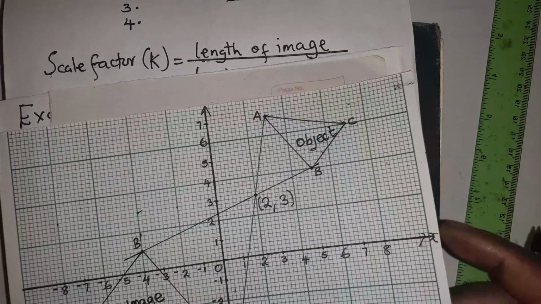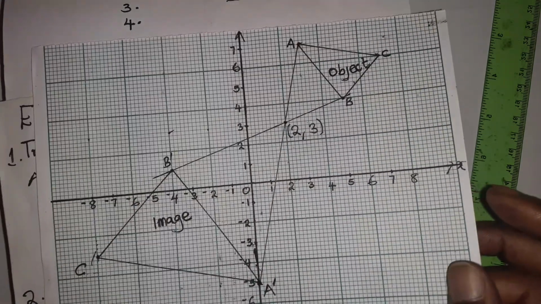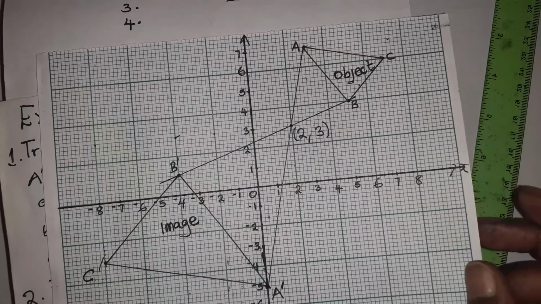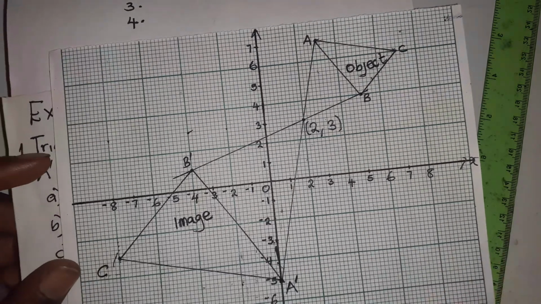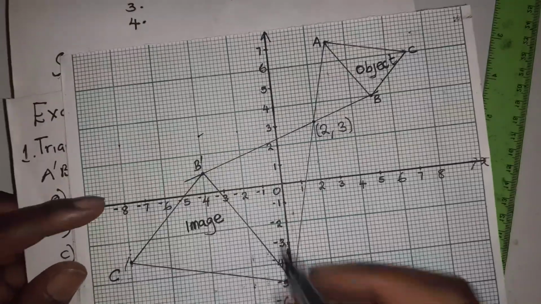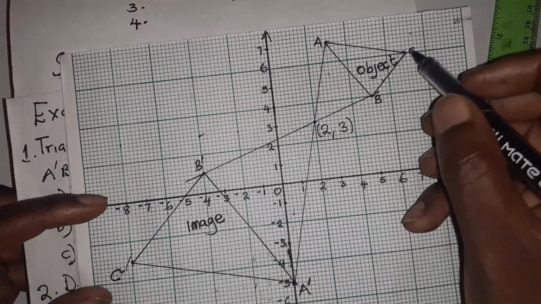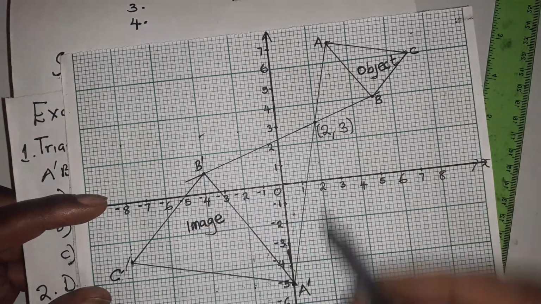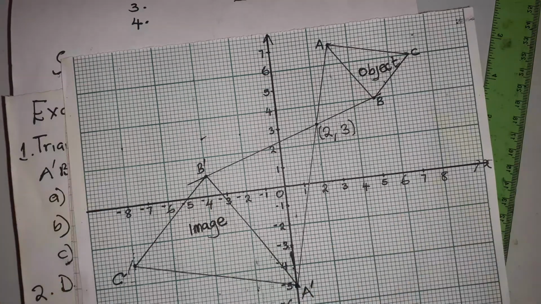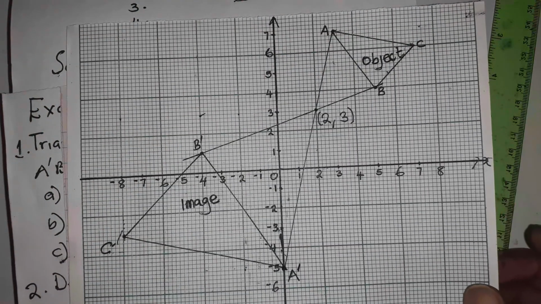Now, having done this, you must know that if you want, you can still use any other side. For instance, if you're using BC, even this side you should use BC. If you're going to use BA, even this side you should use BA. You're going to get the same answer.